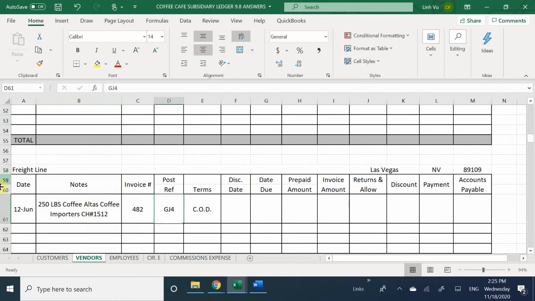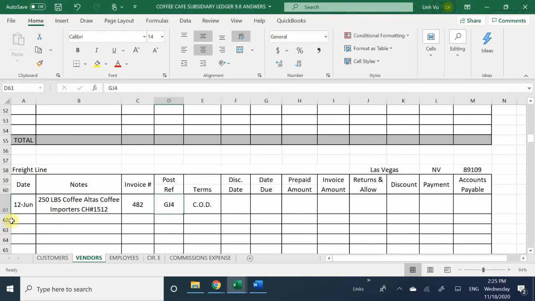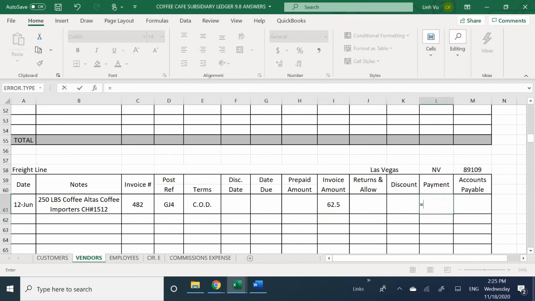Okay. So now that we are here, of course, they didn't give us a discount at all because it was COD. We didn't make any prepaid amounts, so our invoice amount was $62.50. Therefore, since I made a payment using my check, I should owe Freightline $0.